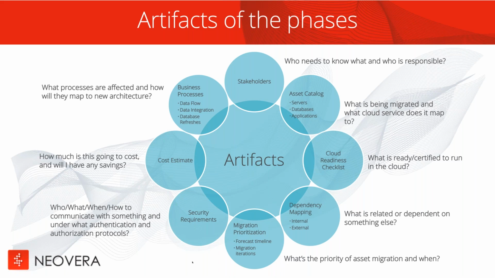And then, of course, what processes are going to be affected and how do they map to the new architecture? So picking up a database and moving it to the cloud, picking up an application, moving it to the cloud, you may have done things a certain way on-prem because you had access to the server, the underlying OS, things like that. That's not necessarily going to map when you get to the cloud.